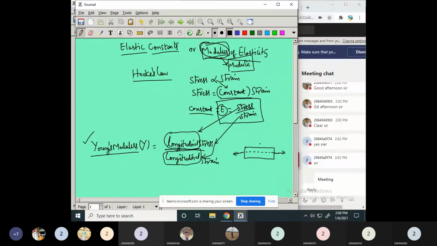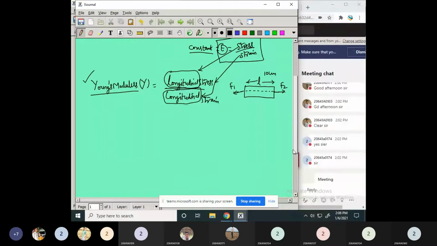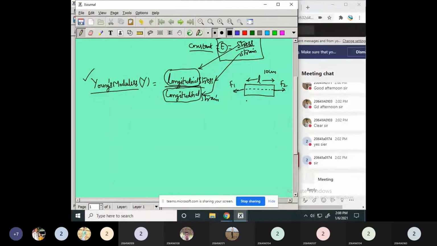And due to that, if this length is L here, some 10 centimeters. Now due to the application of these two forces along the axis of the material, what can you consider here? This is a stress applied. This is a stress here. Longitudinal stress. Now due to that, what is going to happen? You are going to get some elongation. So this was the actual 10 centimeters length. Now you are going to get some elongation in the material. So now here you are going to get more than 10 centimeters.